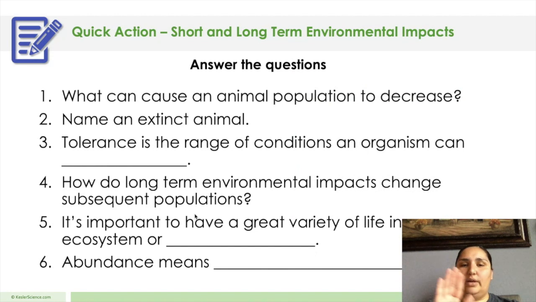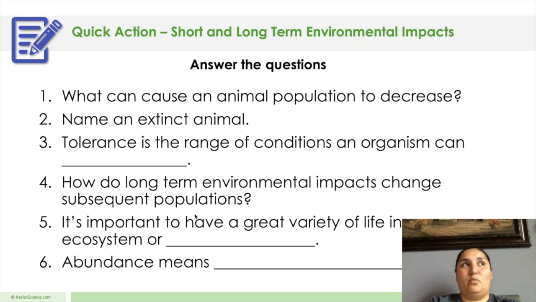So we're going to go ahead and discuss some of these questions. You're going to have to answer them on your own, but I'm going to try to help you out as much as I can. So number 1, what can cause an animal population to decrease? Now, I'm not going to help you on this one because I want you to think about it. Okay? What would be some things that would cause an animal population to decrease? We talked about it in the last video too.